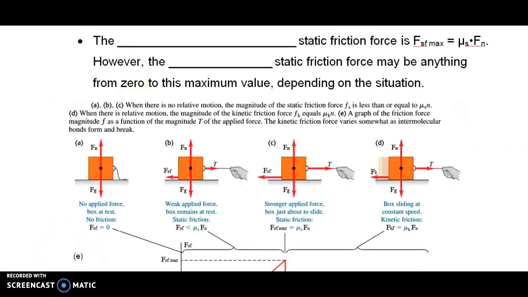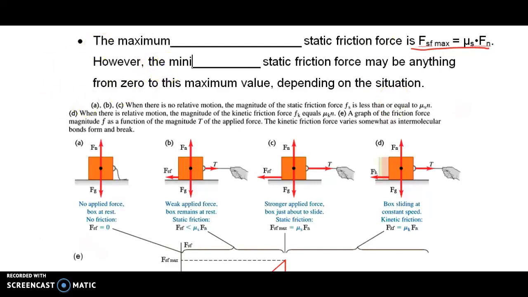So when we talk about static friction, the maximum static friction value is always going to be Fs is equal to mu times force normal. Now that's what it'll be at its maximum. The minimum static friction may be anything from 0 to the maximum value depending on the situation.